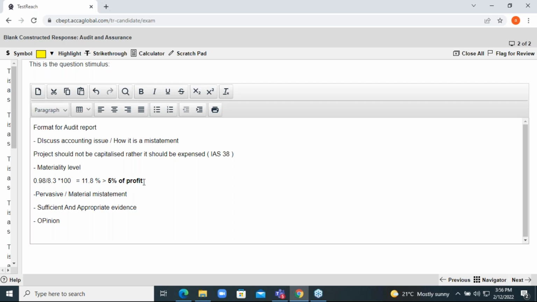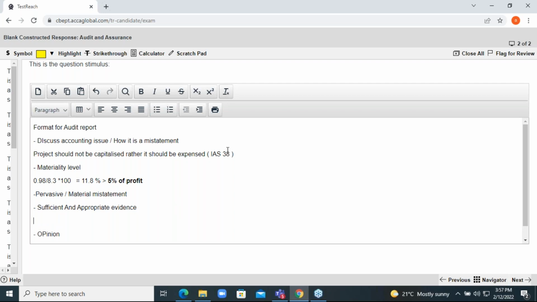Now after giving this justification to the examiner, you are going to discuss whether this is a pervasive or material misstatement. We can see that this is not going to have a substantial effect on the profit and loss. So profit is not converting into loss, it's only 11.8%. So we cannot say that this is a pervasive misstatement. Then regarding sufficient appropriate evidence.